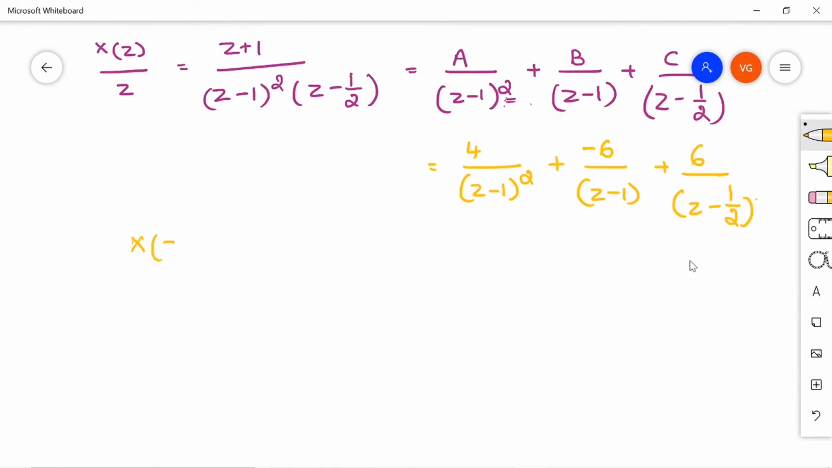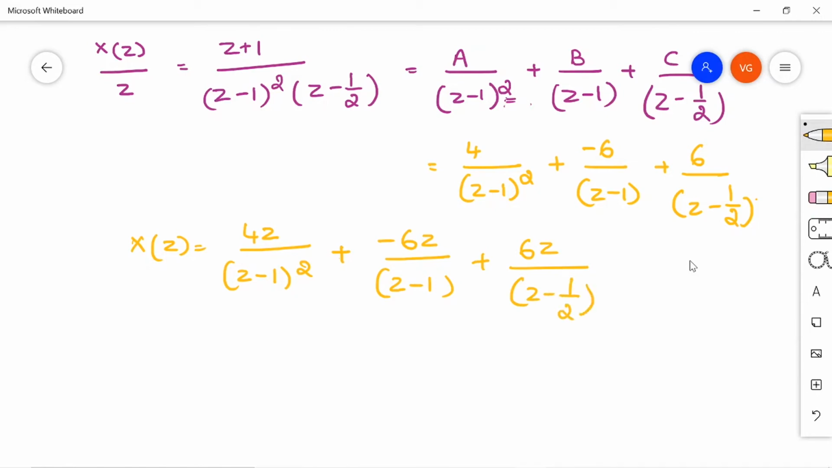So I get my X(z) equal to 4z divided by (z minus 1) whole square, minus 6z divided by (z minus 1), plus 6z divided by (z minus 1/2). Now if you see, this is of that standard form, z by z minus something. So if you equate these denominators to zero, you will get the roots of that particular term.